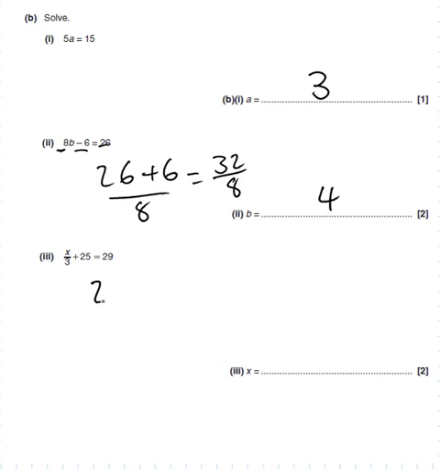Again, opposite process. Start with your answer. Take 25. And then instead here of dividing by 3, we're going to times by 3. So then get 4 times by 3, which is 12.